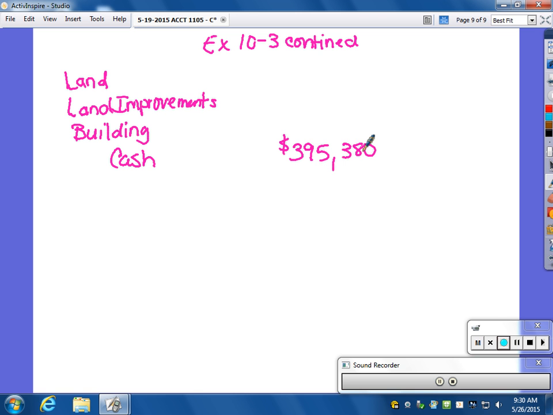And what is gonna be land? What's the apportioned cost for land? 158,152. And land improvement? And building? Good.